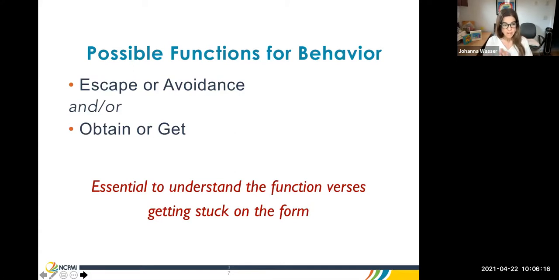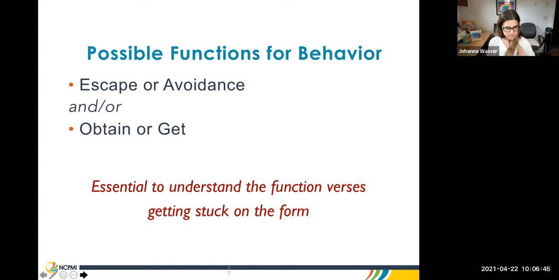And then the other is to obtain. I want the toy, or I want the person, I want the activity. So that's another, right? So learning how to ask, request, I want attention. So we want to make sure that we get as clear as we can with the function. Why is the child doing this behavior?